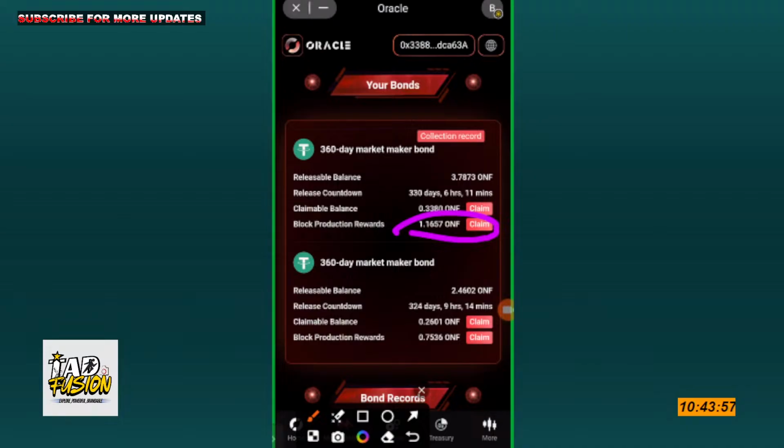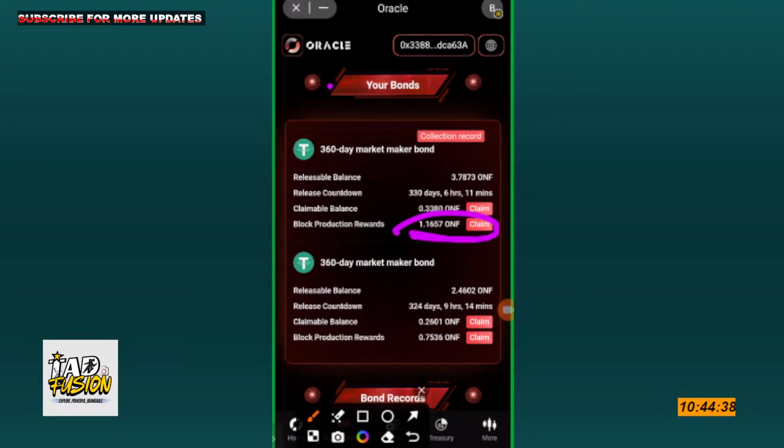They are paying me ONF as a reward on a daily basis. So, in other words, I am involving myself in the production of ONF from the treasury to come to the market. That means I am helping the ONF token to come on the market, meaning that I am producing more ONF tokens in the market. Therefore, I dilute the market.